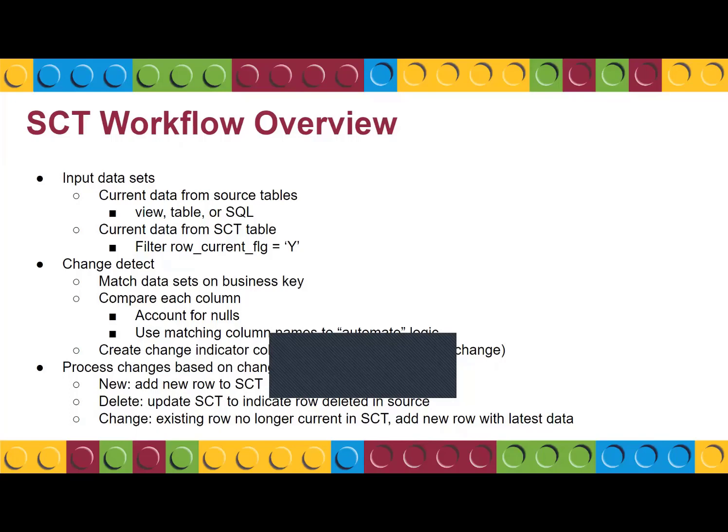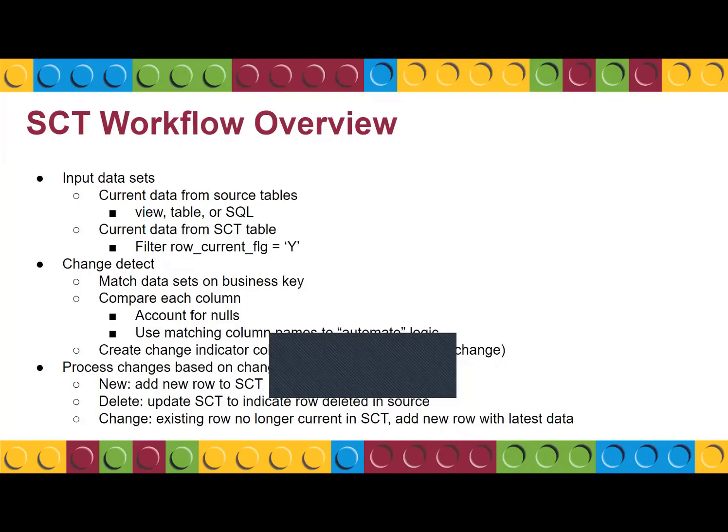So a real quick overview of the process that creates these slowly changing tables. It starts with the input data sets. So you have your current data from your source tables. And this could be a view, it could be a single table, or it could just be SQL that you're running and comparing the output of that SQL to your slowly changing table, which is your second input. Your slowly changing table is always going to be filtered to the current, because you're only comparing the most current data to the current data from your source systems.